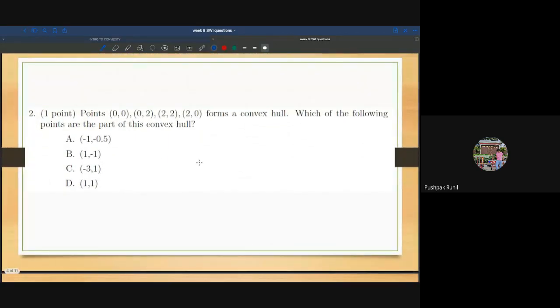So the next question says that four points are given to you in R2 and they form a convex hull. Which of the following points are the parts of this convex hull? So some points are given in the options. You have to tell which points would lie in the convex hull formed by these 4 points.